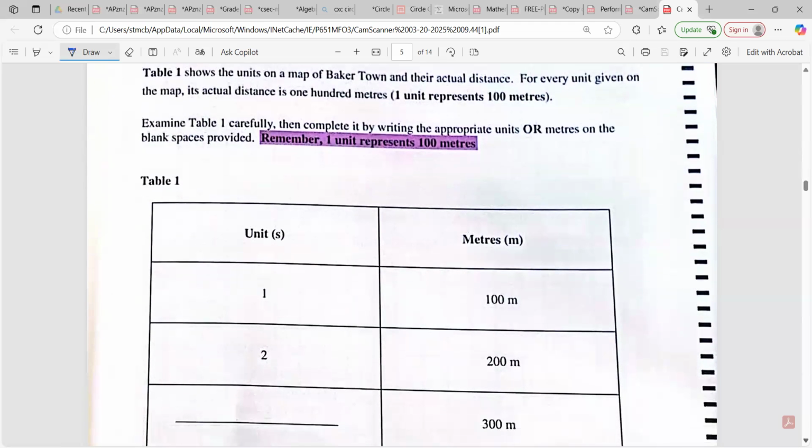Some students reached out to me and asked whether they should use a particular unit. We're supposed to put the units, so if it's 300 meters, we divide it by 100, right? So that means it's 3 units. And we're going to just continue like that, vice versa.